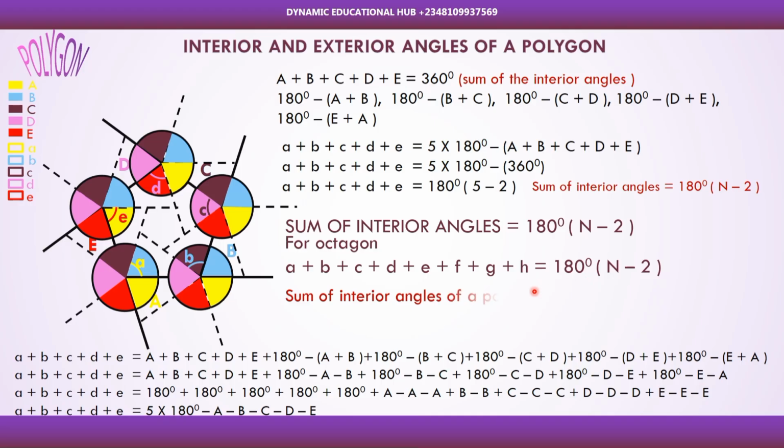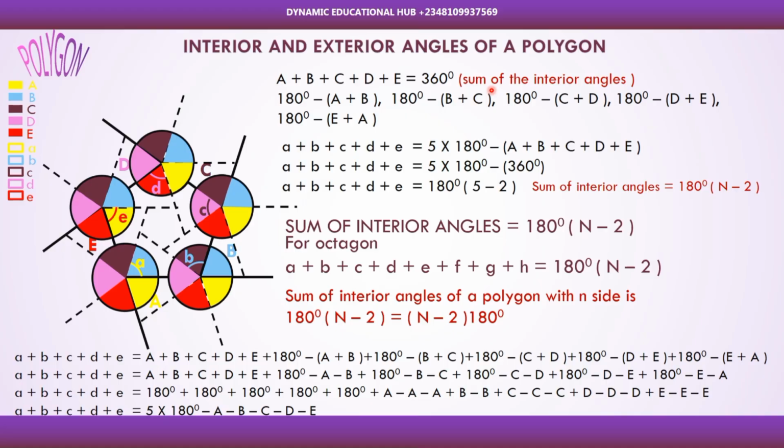So the sum of interior angles of a polygon with n sides is now what? 180 degrees open bracket n minus 2, which is still the same thing as n minus 2 open bracket 180 degrees. And we can also see that the sum of the exterior angles of any polygon will also be 360 degrees. So if you are asked to prove the sum of the interior angles and the sum of the exterior angles of any polygon, you can adopt this approach to prove the sum of the interior angles and exterior angles of any n-sided polygon.